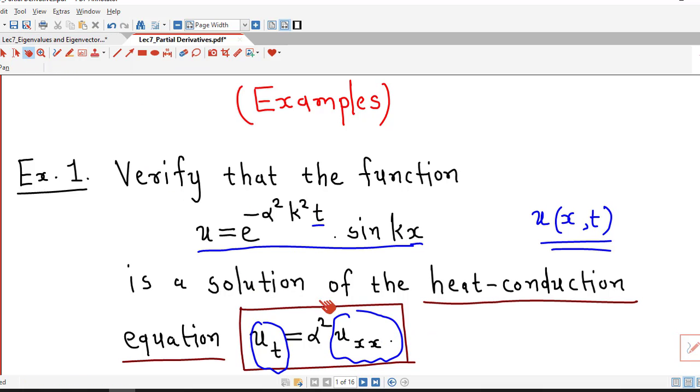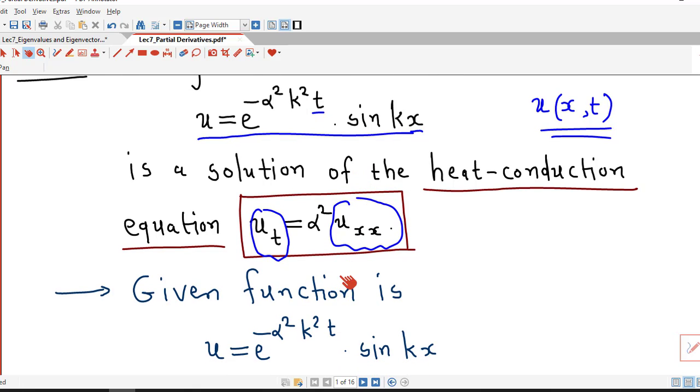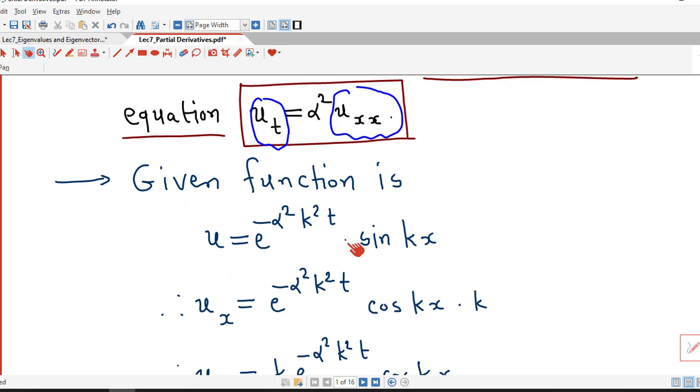So we first start with finding out derivatives of u. First we differentiate u with respect to x. So we consider another variable t as constant. Because t is constant, e raised to minus alpha square k square t becomes constant, and derivative of sin kx is cos kx into derivative of kx with respect to x, which is k. So here we are applying chain rule.